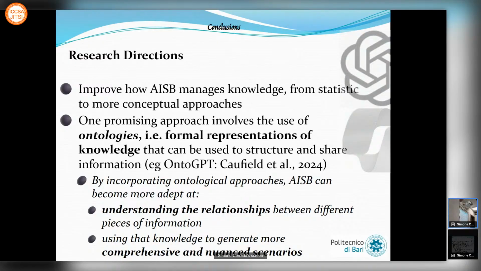There are some experiences made just a couple of years ago. This is OntoGPT, for example, where generative architectures are not conceptual based, while ontologies are conceptual based. It is difficult to merge the two things, but there are some approaches in this direction. This is what you see. These are the scenarios that we are trying to implement for our research in the future.